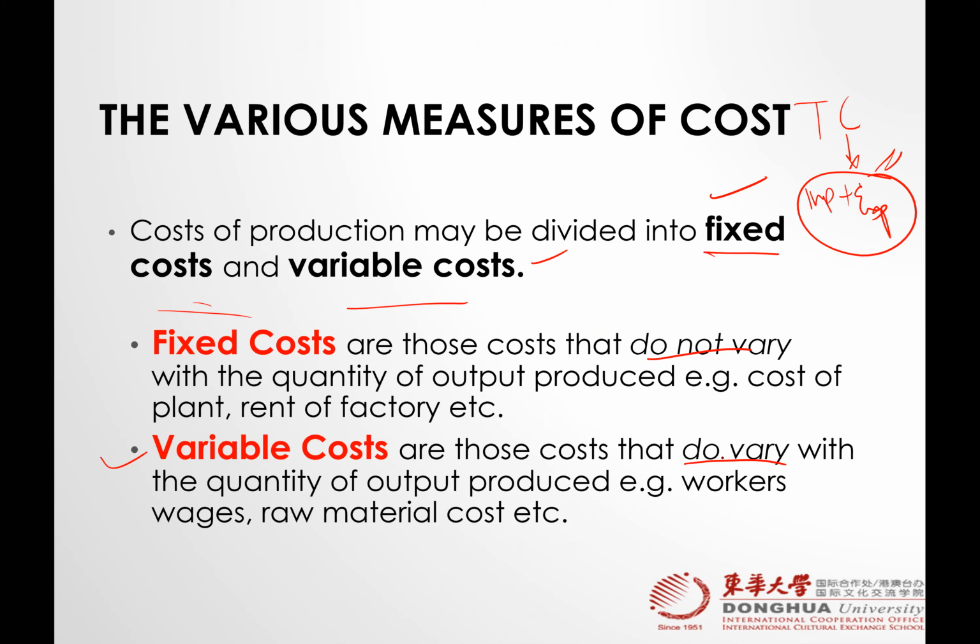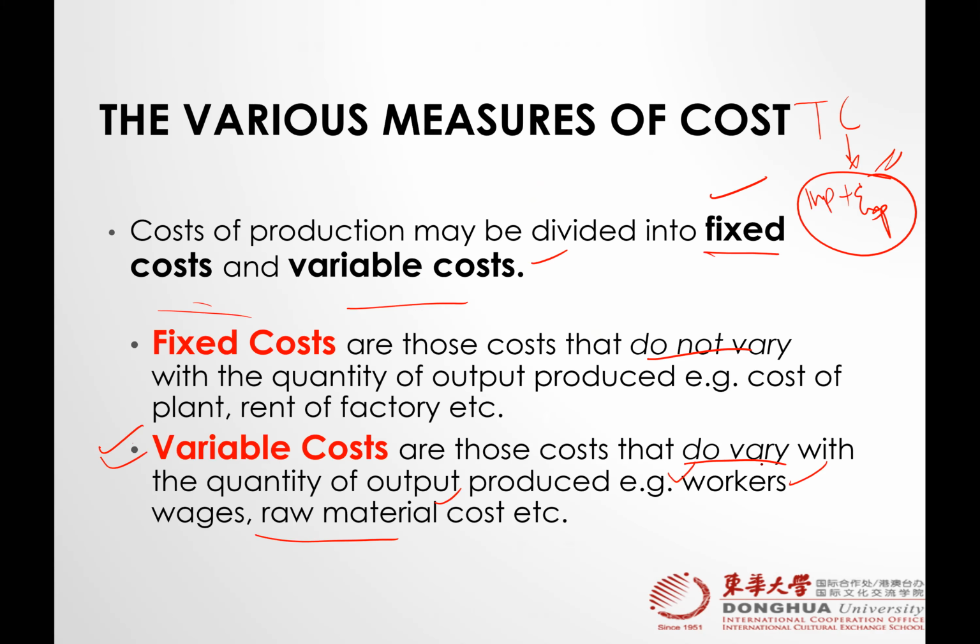For example, if we add one worker, the cost increases. If we have 10 workers, the cost increases. If we decrease one worker, cost decreases, right? This kind of cost behavior we call variable cost, such as raw material cost. If you produce more, you need more raw material and more workers. Or if you work more hours, the workers need to be paid more wages.